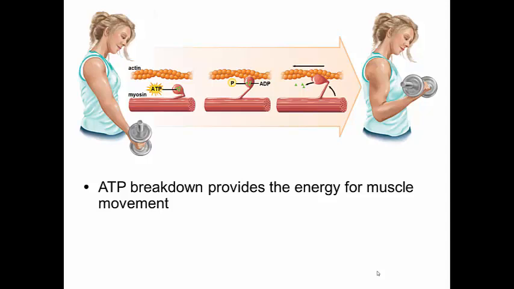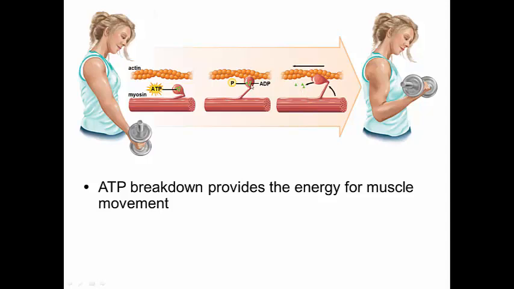In muscle movement. On the screen, we see a woman curling a dumbbell. And what we notice is that we've zoomed in and are looking at the proteins found in her muscle. This is actin, and this is myosin. Myosin has a very small structure referred to as a head, and that can move ever so slightly. It can change positions from position 1 to position 2 to position 3.